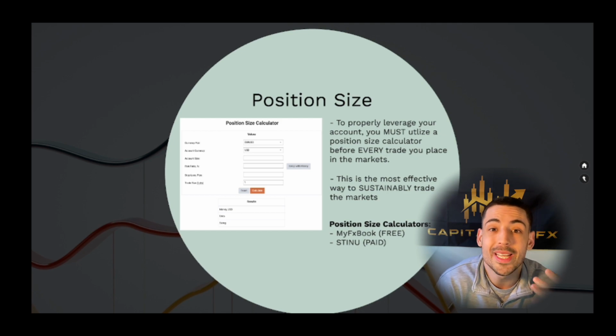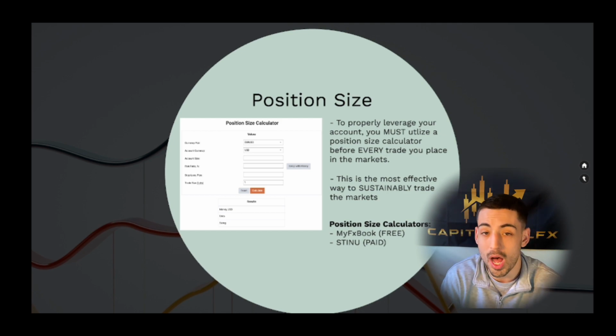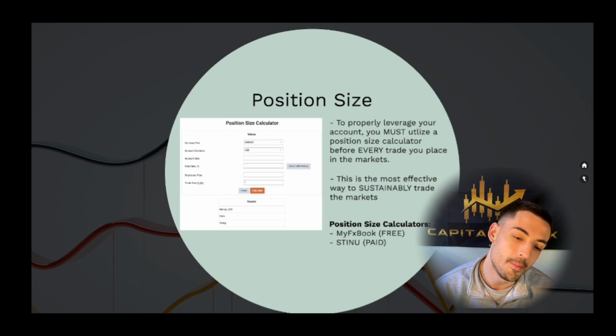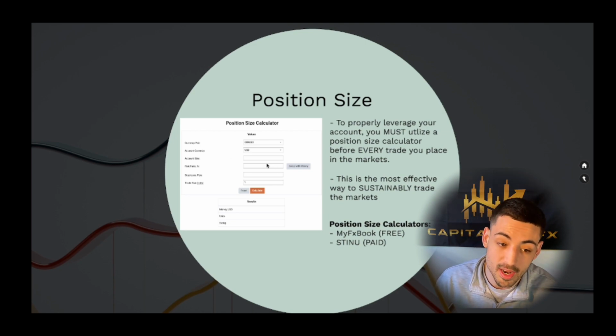And how much are you willing to risk? This goes back to the first one as well. How much of your account balance are you willing to risk? Is it 1%, 2%, 5%? You could also swap it with money. So instead of putting the percentage, you could put the actual dollar amount.